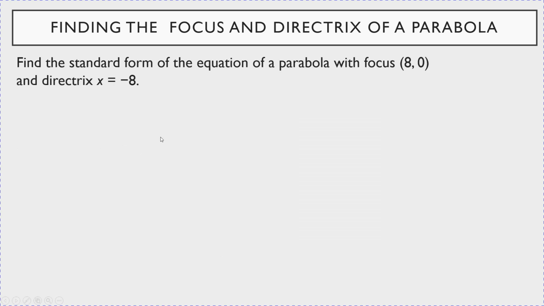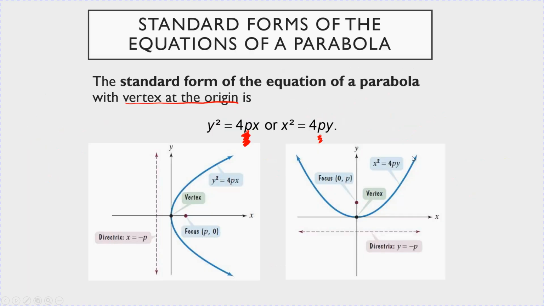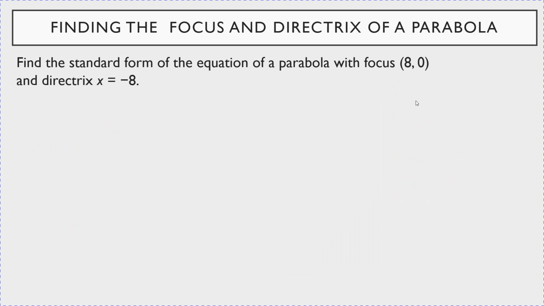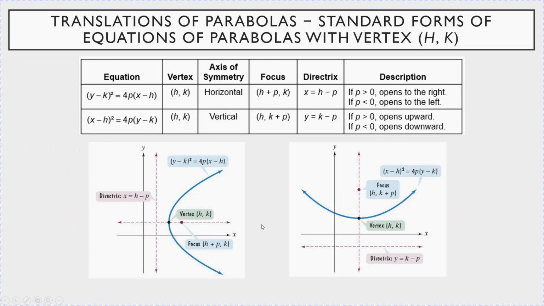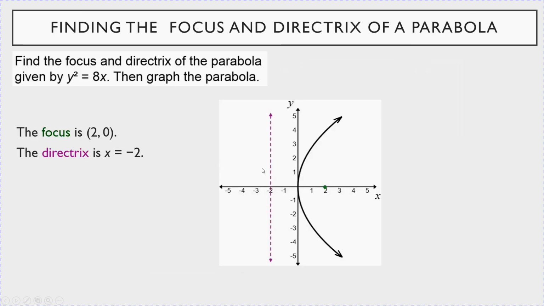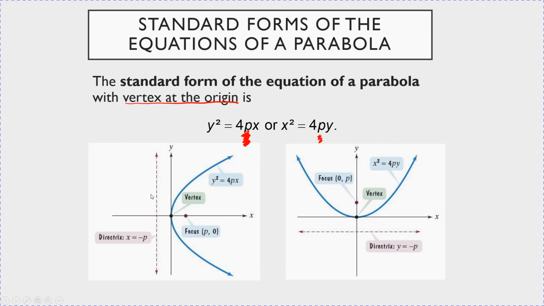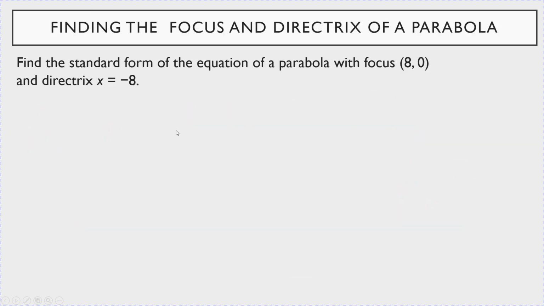Let's find the standard form of the equation of a parabola with focus 8 comma 0 and directrix x is equal to negative 8. Well, look, when you go back, the focus here is 8 comma 0, and the directrix is x is equal to negative 8. Oops, sorry, I keep going through different ones. It's going to be this one again, okay? It's going to be this one right here. All right, so it helps to sketch this.